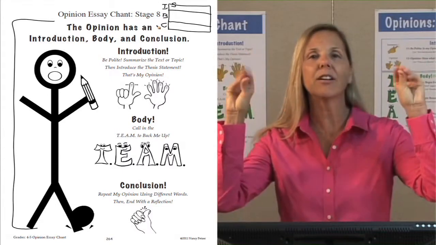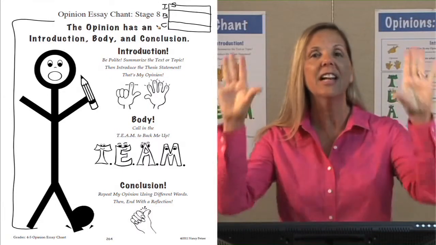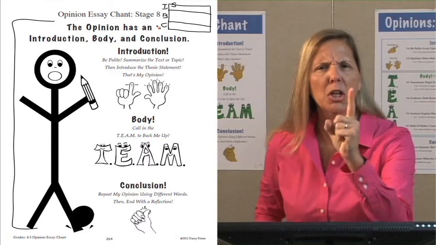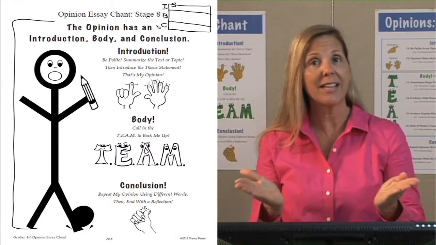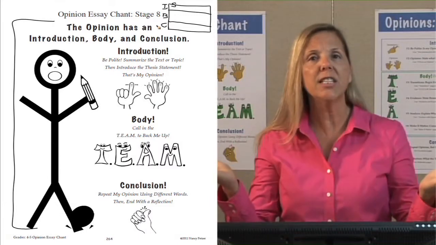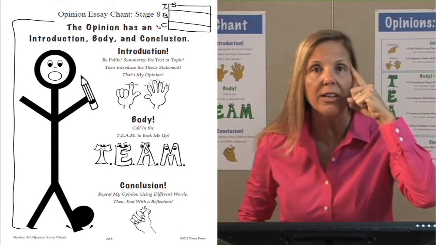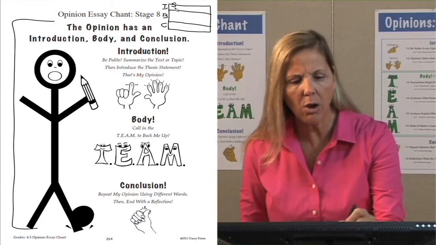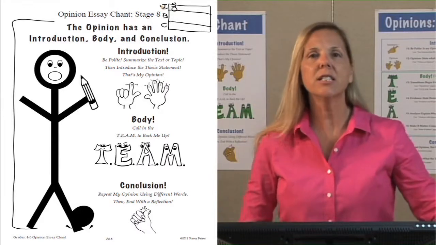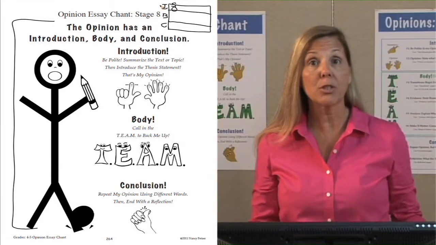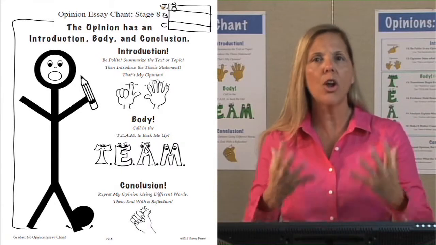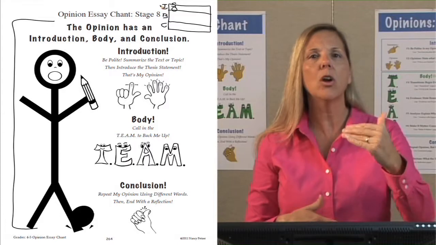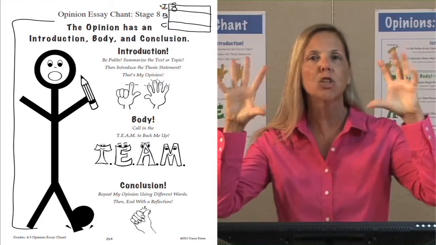The opinion has an introduction, a body, and a conclusion. In the introduction, be polite. Give a summary of the text or of the topic. Then introduce the thesis statement. That's your opinion. Oh, so that's the O in SO Team. Our thesis statement, which is what the entire paper is about, is our opinion. This is easy. So far, we know how to do Stage 8. We know the S and O, and that's going to be its own paragraph.